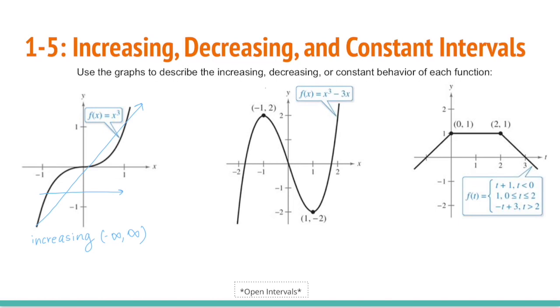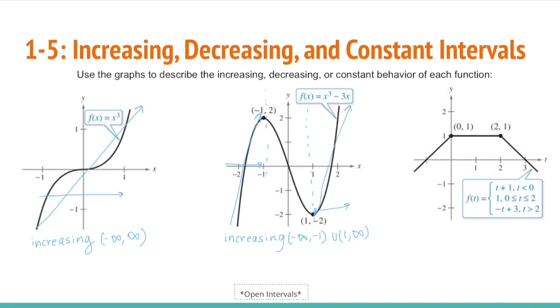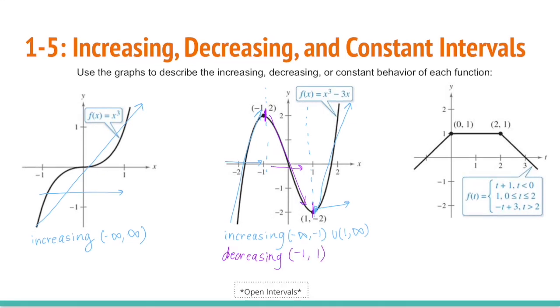Now we're looking at the middle graph, x cubed minus 3x. I can see that there's turning points at -1 and x equals 1. I can tell that from negative infinity to -1, my function is increasing. And I can tell that the same thing is happening from +1 to positive infinity. Now looking from -1 to 1, I can tell that my function is decreasing. As my x goes to the right, my y values go down.